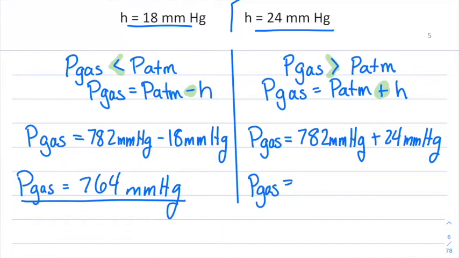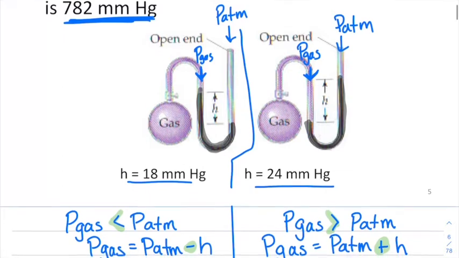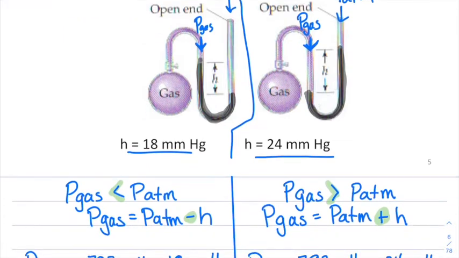All right, so let's give this a shot. 782 plus 24. And it looks like we have 806, and let me straighten out my 8 again. 806 millimeters of mercury. So our gas at 806 millimeters of mercury is greater than the pressure of the atmosphere, which was 782, which is just what we wanted when we saw this picture where the mercury is being pushed towards the atmospheric side. So the gas should have a greater pressure because it's pushing that mercury away from it.